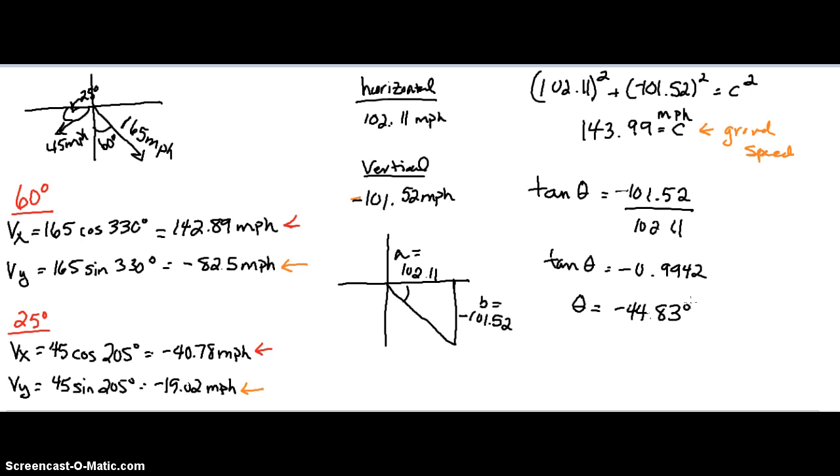So once again, this information is not in standard position. We want it to be in standard position. So to do that, we want to make it in terms of starting from 0. If I add 360 to this angle, I get, because I want this one, theta is actually going to be equal to 315.17 degrees.